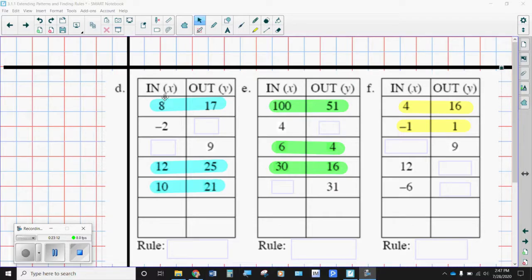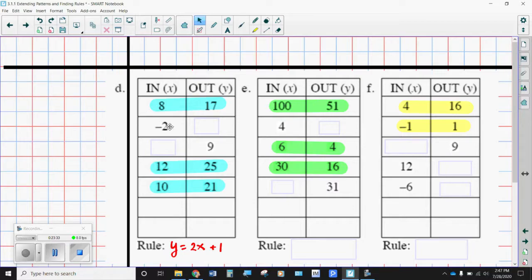So what if we said double this number and then add 1 to it? So 8 times 2 is 16, plus 1 is 17. 12 times 2 is 24, plus 1 is 25. 10 times 2 is 20, plus 1 is 21. So that ends up being the rule. It worked for all 3 of them.